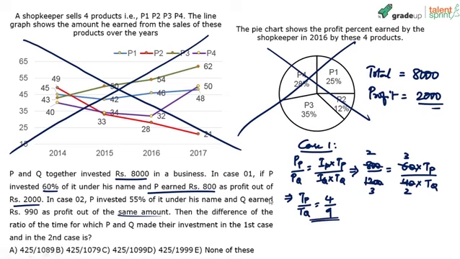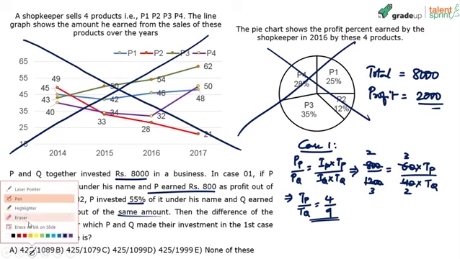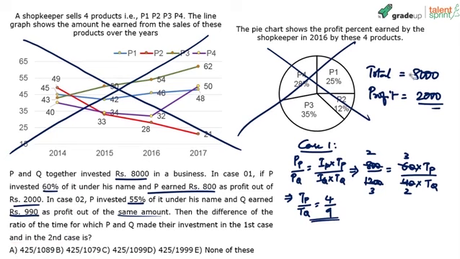Do the same calculation for case 2. What happened in case 2? P invested 55% and Q earned 990 as profit. So if I do it for case 2 now, what happens? Let me just clear up this data here. I'll do the case 2 calculation here. I don't have space. In fact, this DI graph and all that is not required. It's a mistake. But anyway, solve.